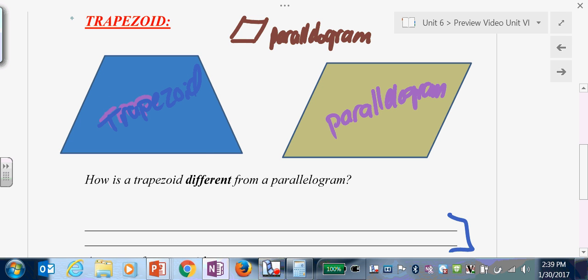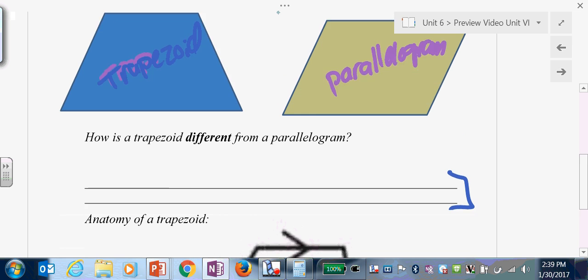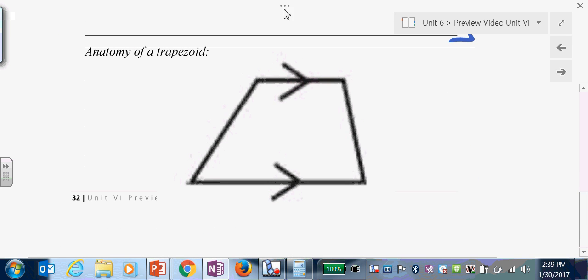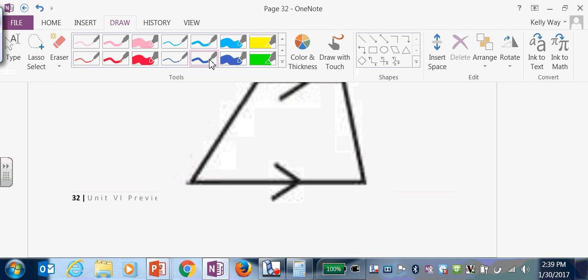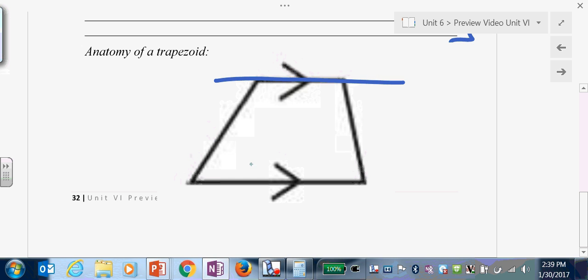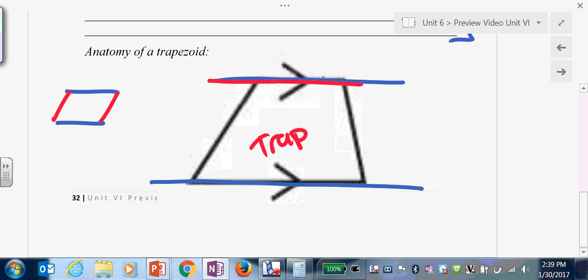Okay, so hopefully you came up with a couple differences. So let's explore those differences. What makes a trapezoid is the fact that you only have one set of parallel lines versus a parallelogram, you have 2 sets. So that's what makes a trap, one set of parallel sides.